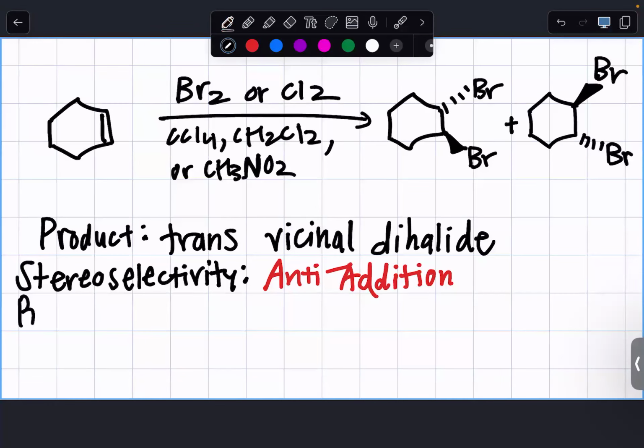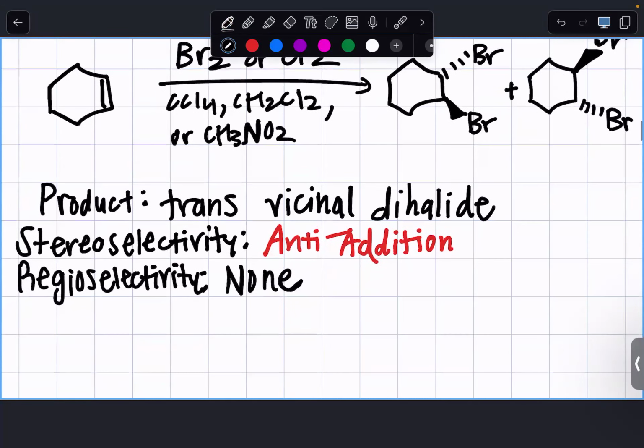The regioselectivity of this reaction is none. There's no Markovnikov or anti-Markovnikov because we see that the two groups added onto the alkene are the same group, bromine. But we will see regioselectivity for the next scenario.